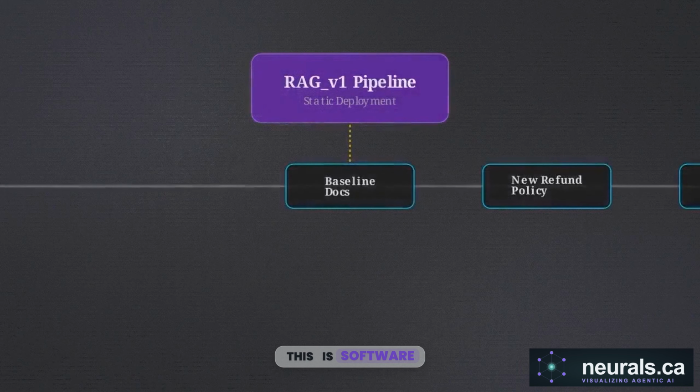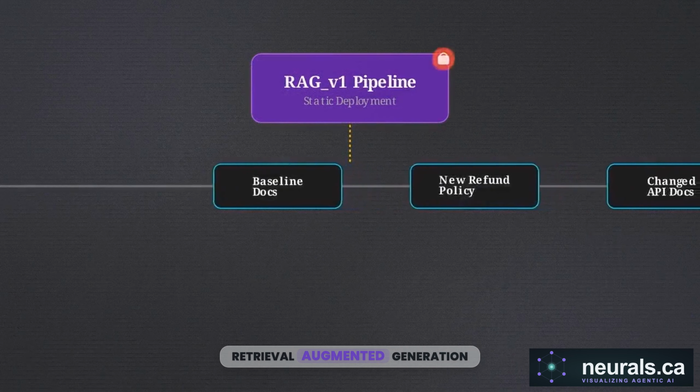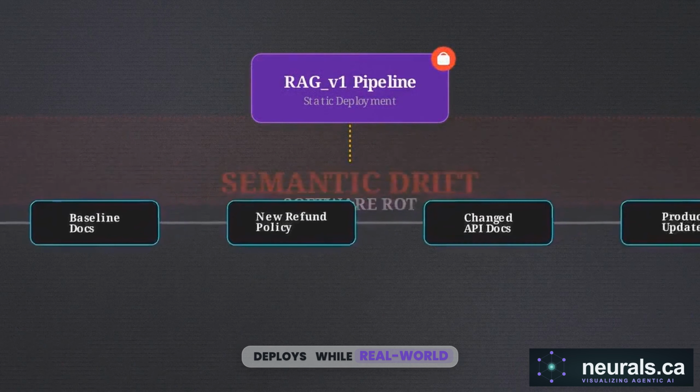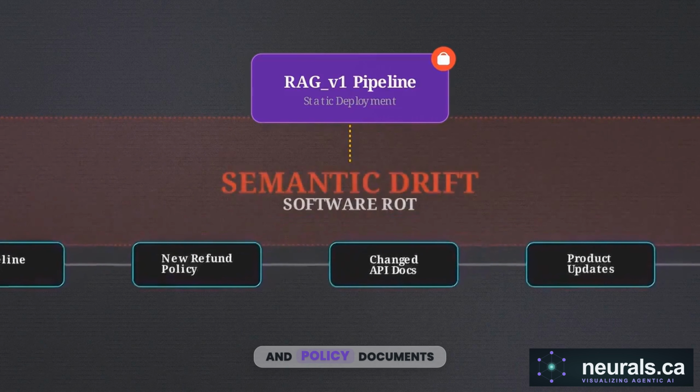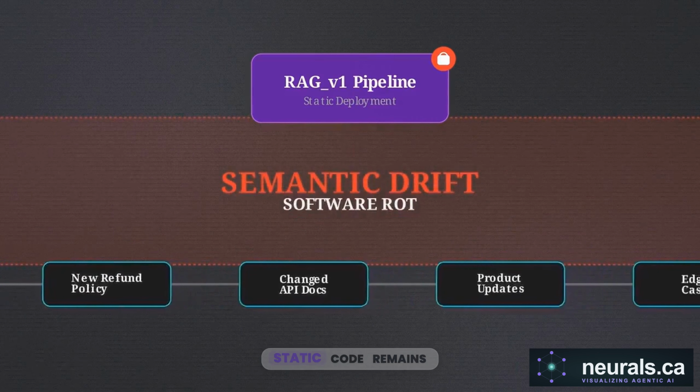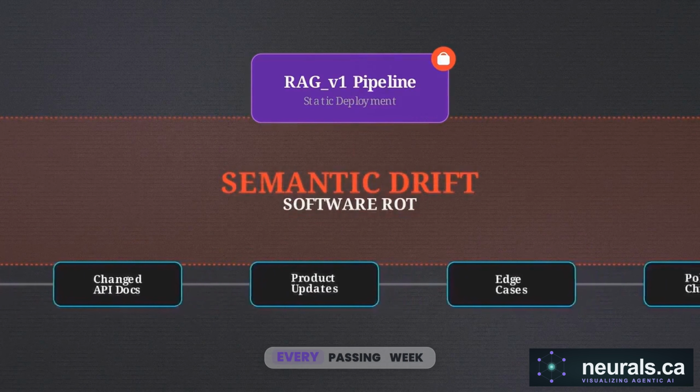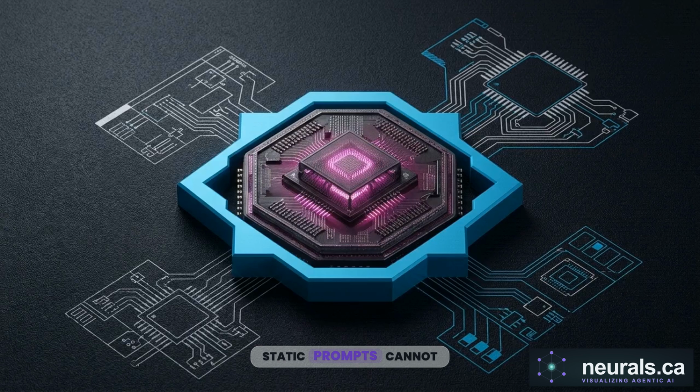This is software rot. A standard retrieval augmented generation pipeline is frozen the moment it deploys. While real-world dependencies, edge cases, and policy documents silently update, the static code remains stationary, drifting further from reality with every passing week. Static prompts cannot solve dynamic policy drift. That requires agent number 15, the self-improving agent.